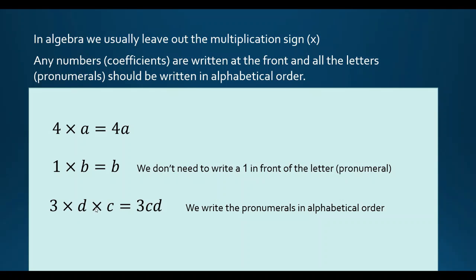3 times D times C, I write that as 3CD. Preferable to DC. I keep my pronumerals in alphabetical order. And 6 times E times E. Our last example here, I'm not going to write that as 6EE. I'm going to write that as 6E to the power of 2, or 6E squared.